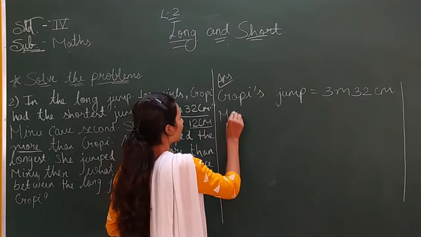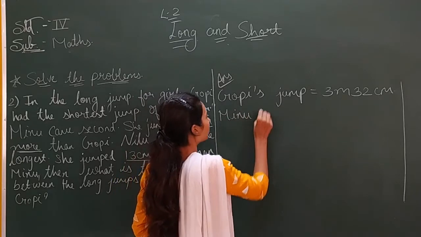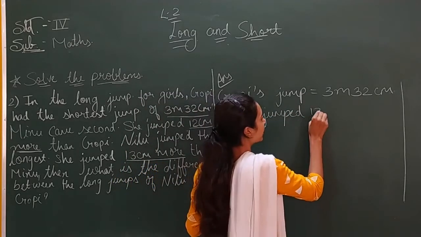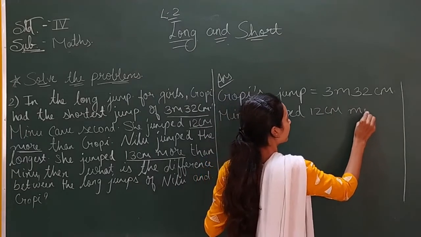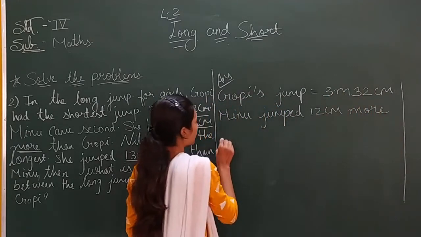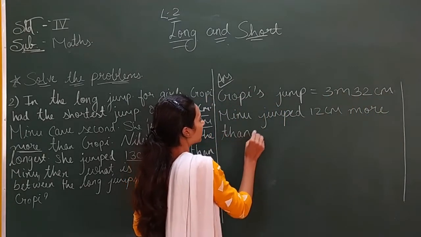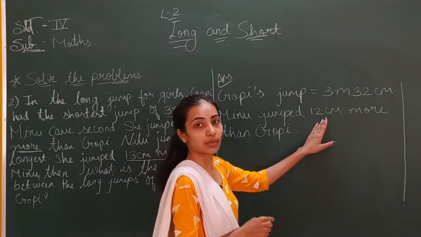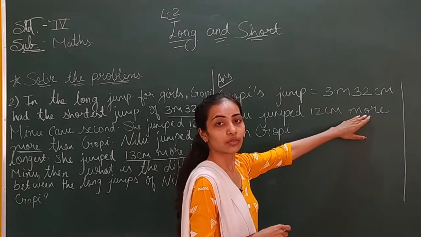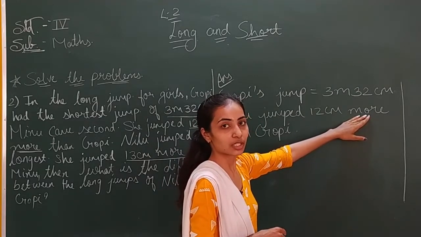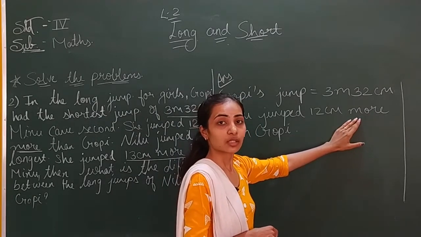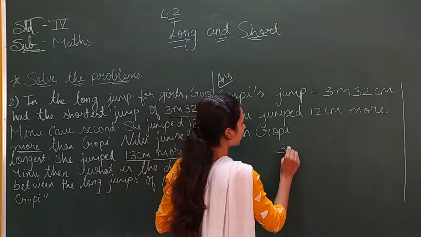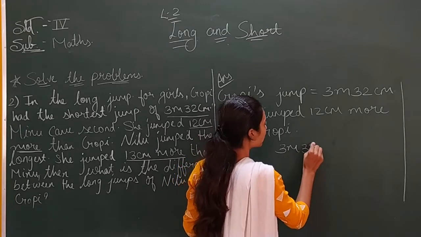First we will write, Minu jumped 12 centimeter more. 12 centimeter more than Gopi. 12 centimeter it is more, so we will do addition and not subtraction. Previously it was less, so we were doing subtraction. So we will do plus, so let us do addition in Gopi's jump.